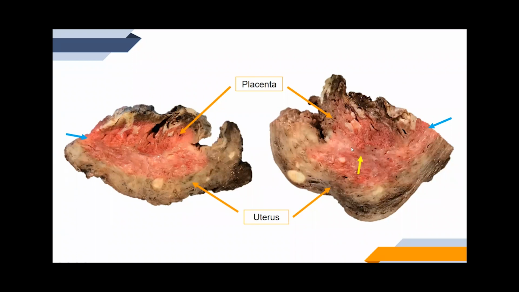Right where that yellow arrow is, that's actually showing placenta increta. So it's invading into the myometrium versus just adhering to the myometrium. It's really important when we get specimens like this that we serially section throughout the entire specimen so that we identify any of these small foci of placenta increta.